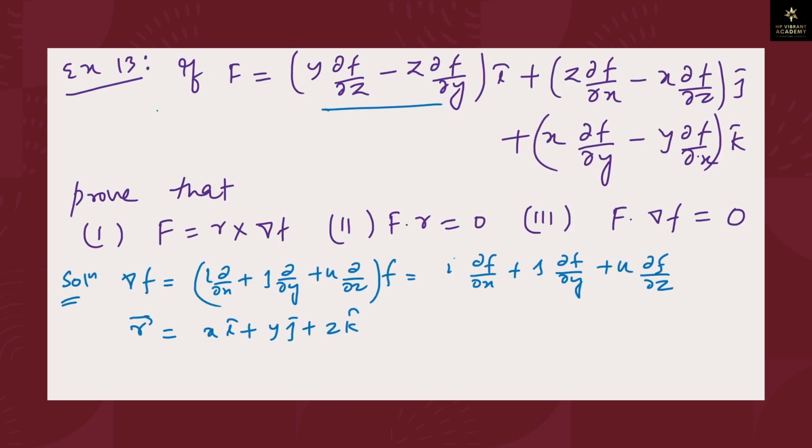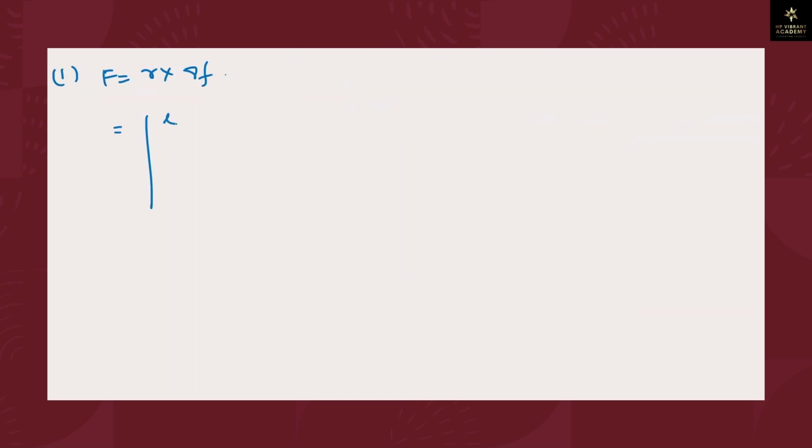Okay, so in the first part we have to show f is equal to r cross del f. So this is equal to r cross del f. So the value of r is this one, and value of del f is this one. Let us place the value. So we have this as i, j and k. This is x, y and z, and del of f is, what is the value of del of f?